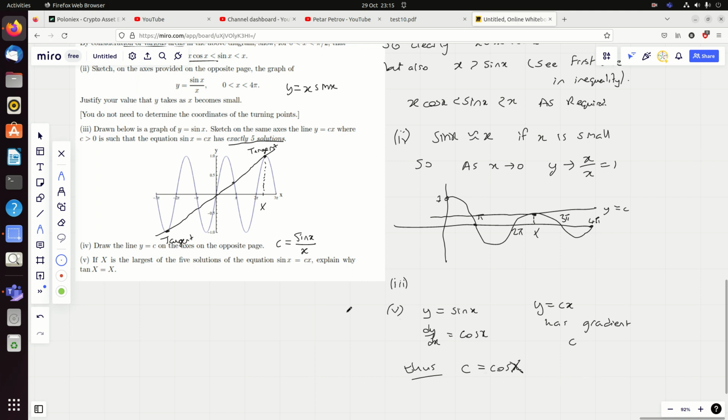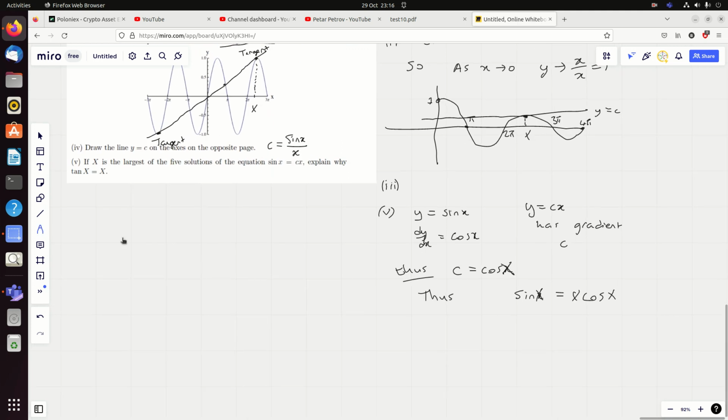And so all I've got to do now to prove that tan X equals X is just observe that we're solving here sine x equals cx, but c, I've just realized, is cos X. Now, that means sine of capital X equals capital X cos capital X, and the result just drops straight out. Tan X equals X.